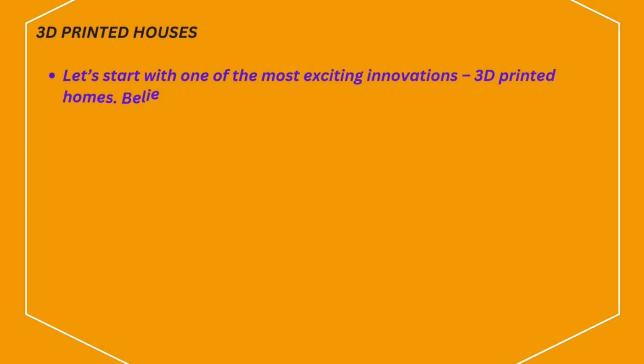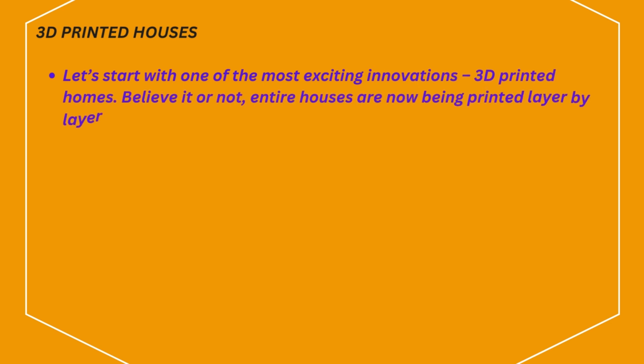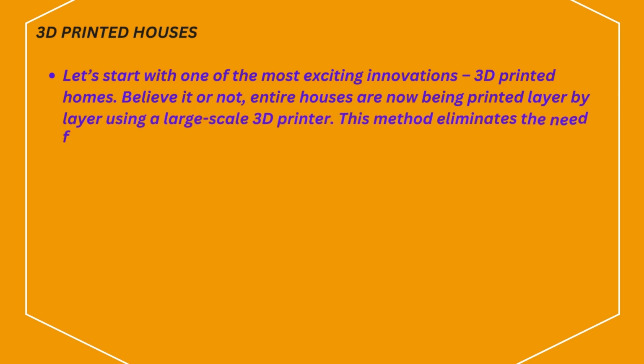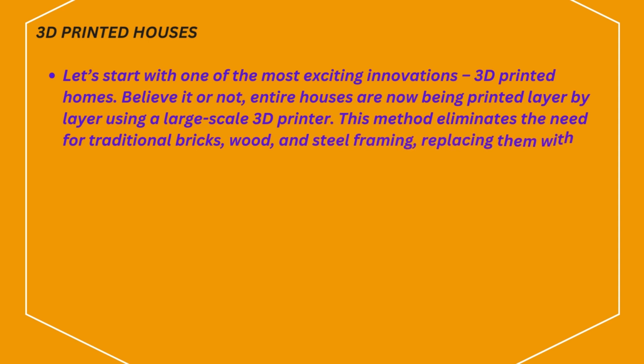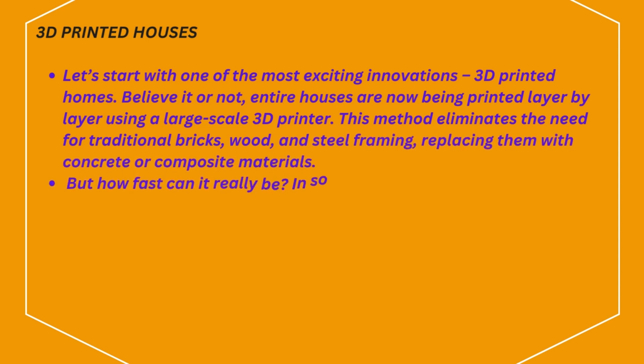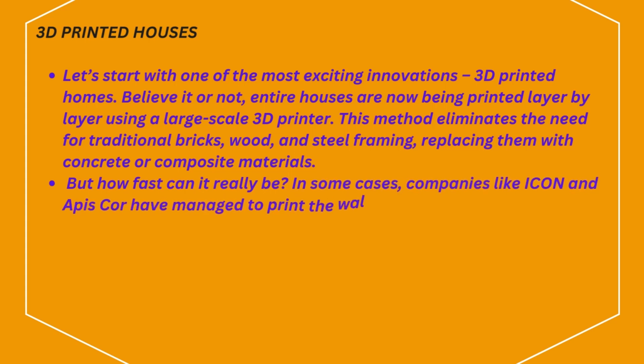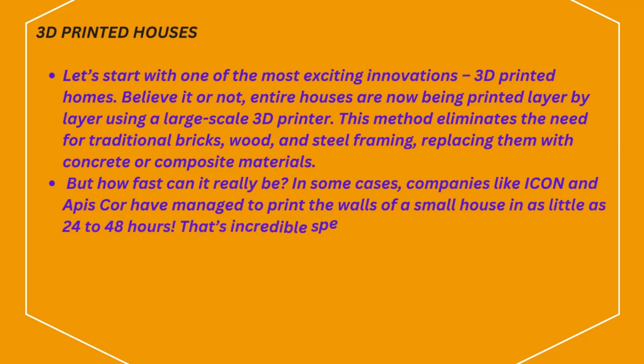3D printed houses. Let's start with one of the most exciting innovations, 3D printed homes. Believe it or not, entire houses are now being printed layer by layer using a large-scale 3D printer. This method eliminates the need for traditional bricks, wood, and steel framing, replacing them with concrete or composite materials. But how fast can it really be? In some cases, companies like Icon and Apis Cor have managed to print the walls of a small house in as little as 24 to 48 hours.